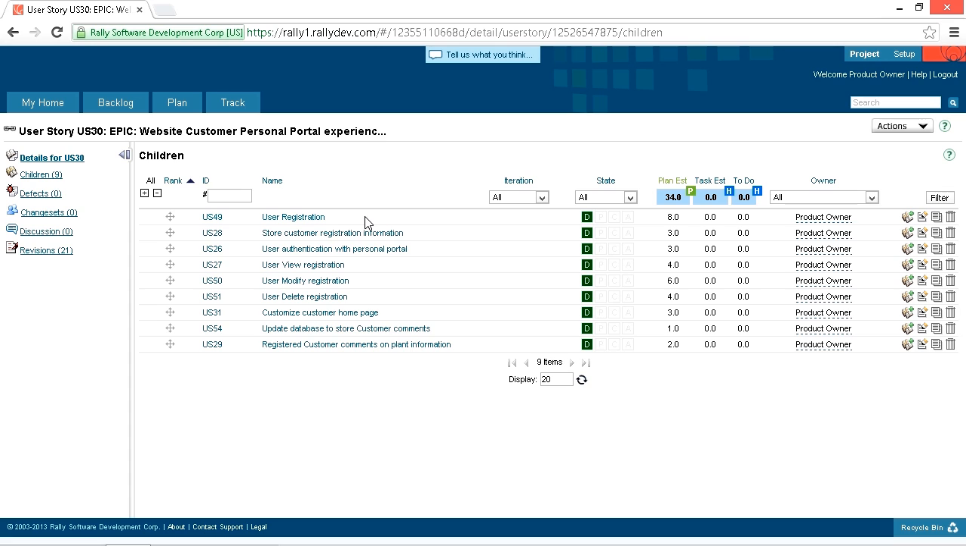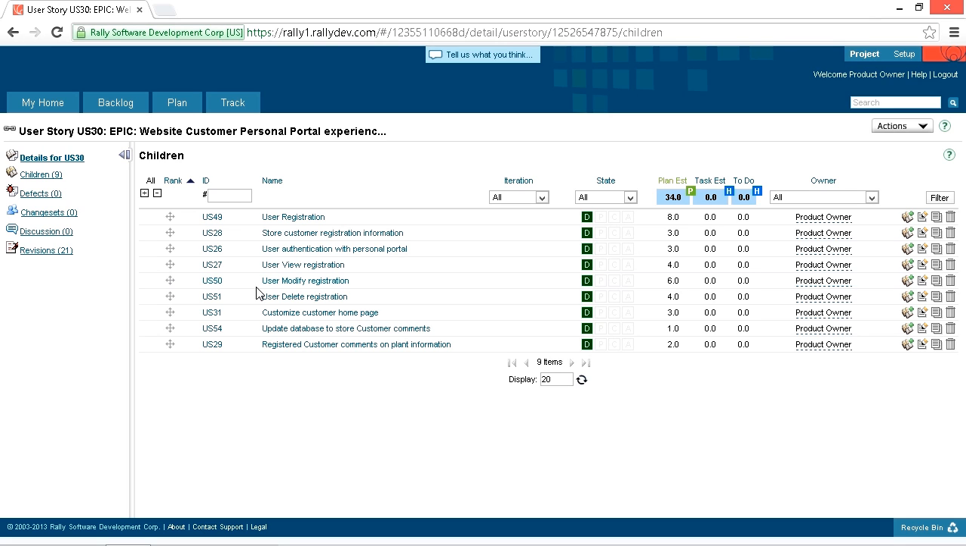Independent feature slices of functionality mean a feature may need several user stories to be complete. Here we have the user registration, then we have view registration, modify registration, and delete registration. All four of those will need to be done before the registration feature is complete. This is a sequential dependency.